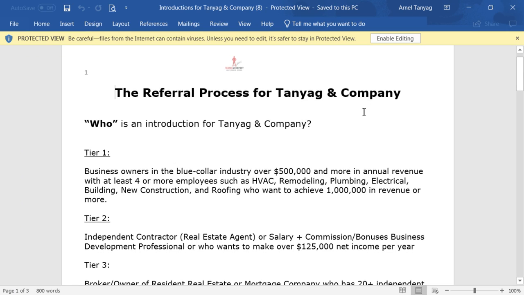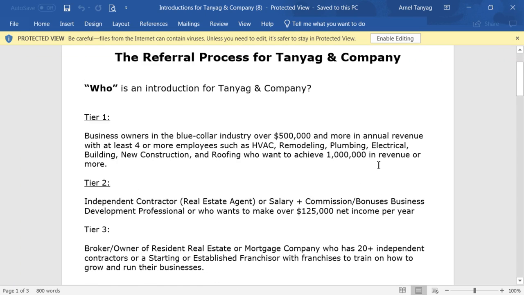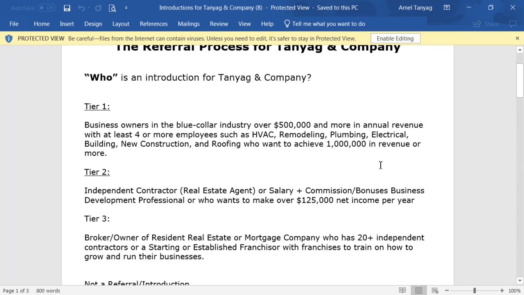The referral process is based on three things: who, what, and how. Who's a good intersection for Tanyag Company? Tanyag Company is looking for business owners in the blue-collar industry with $500,000 or more in annual revenue and at least 4 or more employees, such as HVAC, remodeling, plumbing, electrical, building, new construction, or roofing, who want to achieve $1 million in revenue or more.